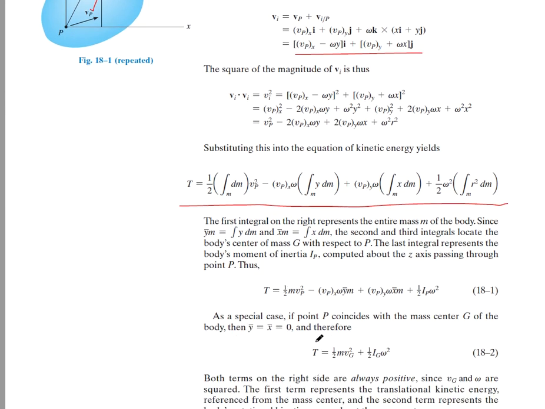The convenience of the equations for kinetic energy is where point P coincides with the center of mass. In that case, the centroidal distances are going to be 0, and these terms in between are both 0. So the total kinetic energy of a body is the mass of the body times the velocity squared divided by 2 of the center of mass, plus half of the centroidal moment of inertia times omega squared. Okay, so the body, as it rotates, carries kinetic energy.